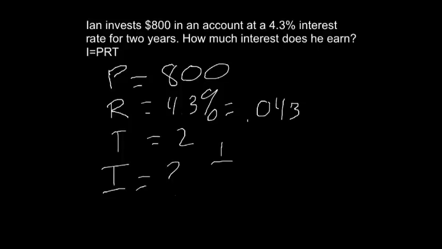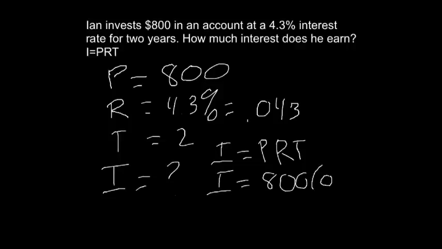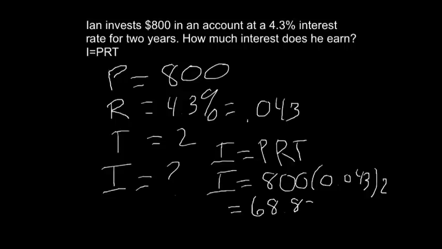So if interest equals principal times rate times time, my interest is going to equal my $800 times my interest rate as a decimal times the 2 years. Using a calculator, I got 68.8, but it's money, so I have to make it 68.80. So the interest I earn is $68.80. So by having $800 just sitting in a bank, I make $68.80.